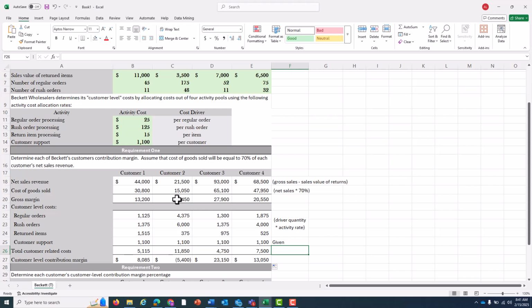And I'm going to just apply that same math all the way down the line. For each customer, taking their margin and subtracting out all of the extra customer level costs that we had to incur shows that we actually lost $5,400 by making sales to customer 2. We made $23,150 in margin for the sales that we made to customer 3 and $13,050 for customer 4. So this spot right here is just your gross margin minus your total customer costs.